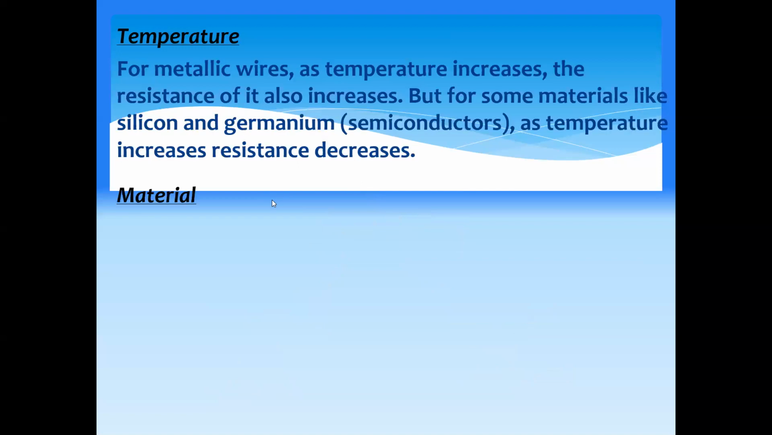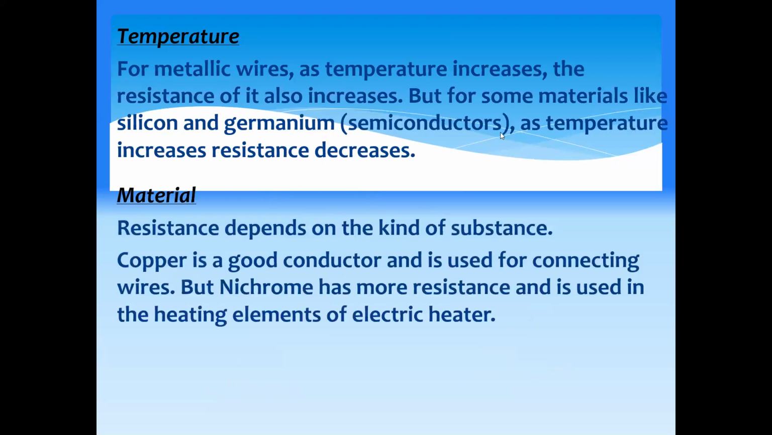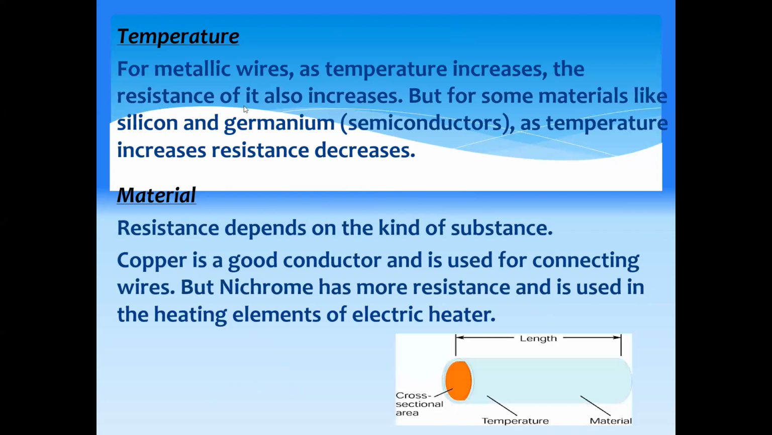Resistance also depends on the type of material. For example, resistance depends on the kind of substance. Copper is a good conductor and it is used in connection wires. But nichrome, which is an alloy of nickel and chromium, has more resistance, and it is used for heating elements. Most of the electrical energy is converted into heat energy when the charges are moving through a nichrome wire.